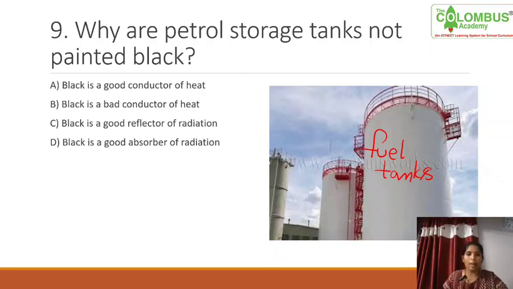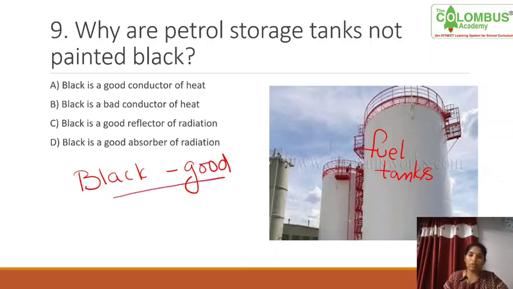The reason is that black is a good absorber. Whatever the radiation, it absorbs. That's why we should not wear black colored dress on a sunny day or in summer season. Now, is it a good conductor of heat? Bad conductor? No, this option is wrong. Good reflector? No, it is a good absorber.